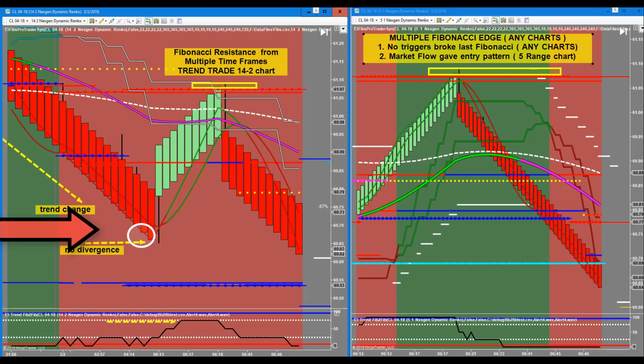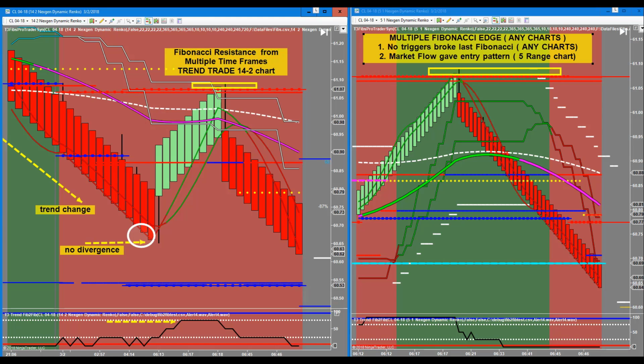The small triggers have come down a long way, and you can see at the low, we have no divergence on this pivot. Now remember, when we have a strong trend change and there's a larger gap back to the synthetic triggers, traditionally we'll close that gap. And when we do close that gap, we end up at multiple time frame Fibonacci resistance. Not only do we end up at multiple time frame Fibonacci resistance on the 14-2 chart, we also have multiple time frame Fibonacci resistance on our smaller 5-1 chart.